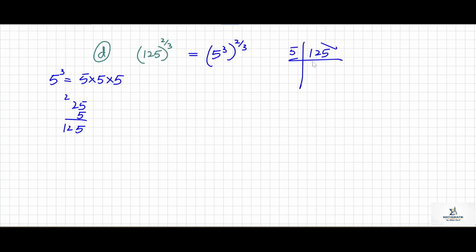So you can do it like this. 125 divided by 5 gives 25, and 25 divided by 5 gives 5 and 5. So now for the indices, simply multiply 3 into 2 by 3. You will cancel 3 with 3 and you will get 5 raised to 2, and you will get 25. Simple as that.